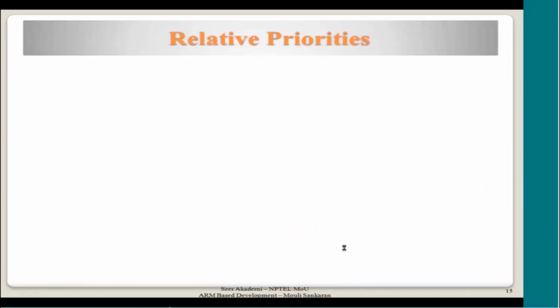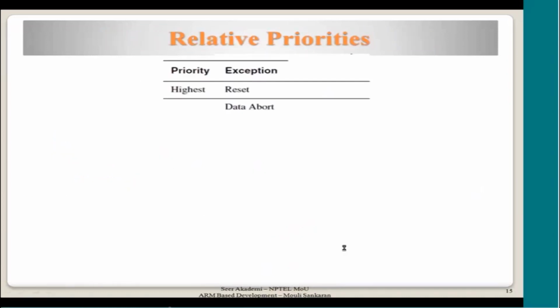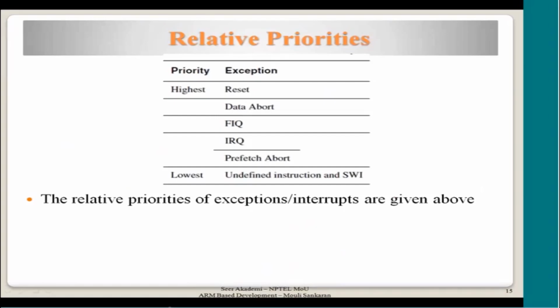Very good. Now, relative priorities. These are the relative priorities. Reset is the highest priority. I told you that even if any instruction is being executed, it won't be completed. The reset will be answered immediately, so this is more important. Data abort is the next higher priority, and then FIQ and IRQ follow, priority-wise.